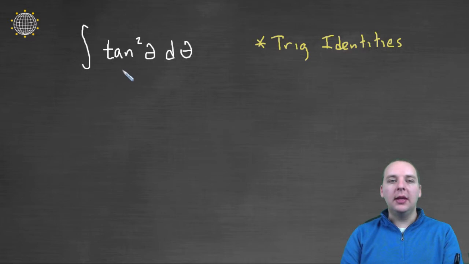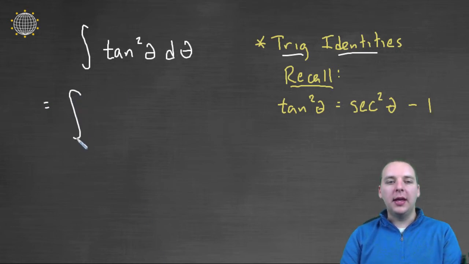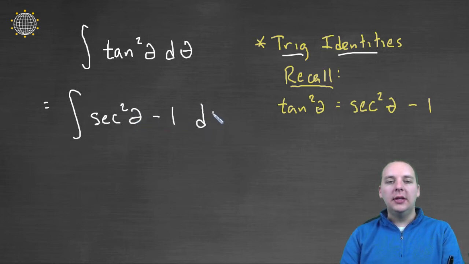But one thing that I can think of is I remember that tan squared, by definition, this was a trig identity, was equal to secant squared minus 1. Now, why would I prefer to write it that way? If instead of writing the integral of tan squared, we wrote the integral of secant squared theta minus 1 d theta, the reason I would prefer this is I could integrate secant squared.